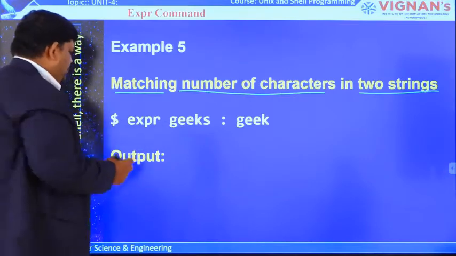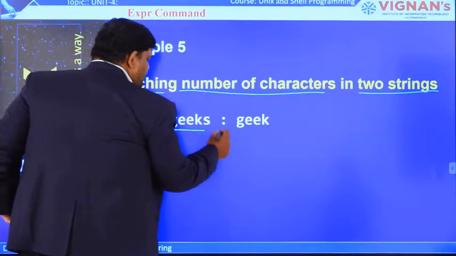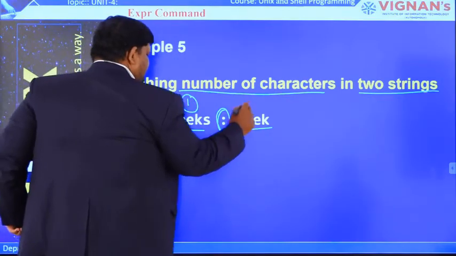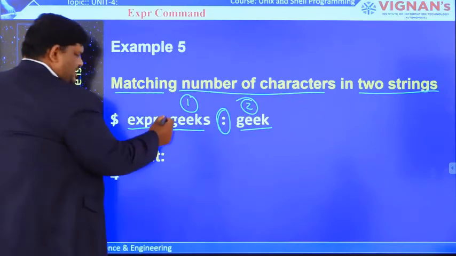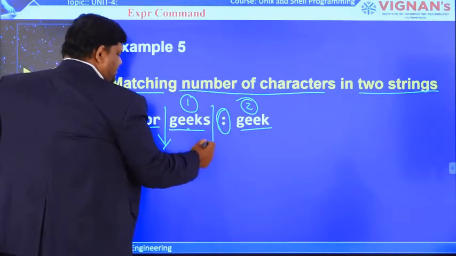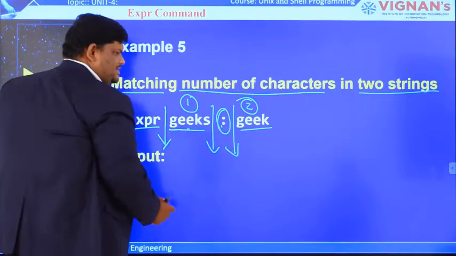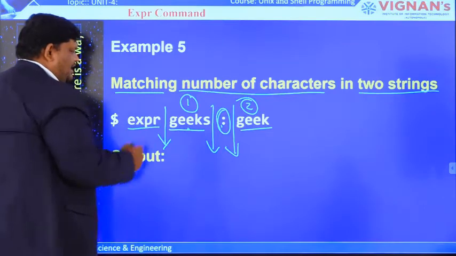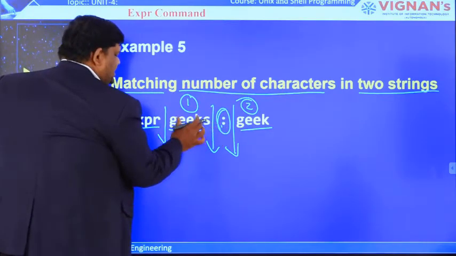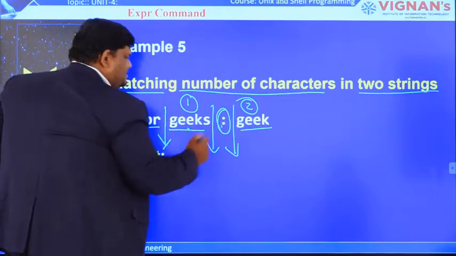For example, here expr, you know that this is a command. Here we are given two strings. With the help of this colon, we are separating them. This is string 1, this is string 2. So expr, white space, the first string, and again white space. We have to give a colon, again white space, and this is the second string. Now how it will evaluate these two strings: when you give it like this with a colon, it matches both strings to see how many characters are the same.